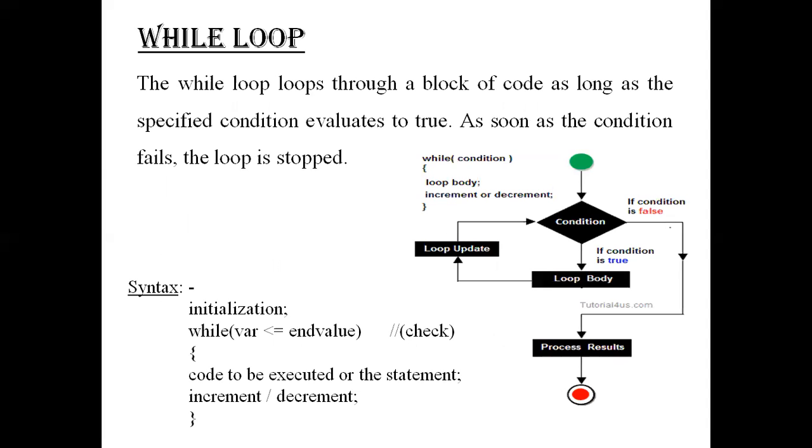So the while loop is a control flow statement that allows the code to be executed repeatedly based on a given Boolean condition. The while loop loops through a block of code as long as the condition evaluates to true. As soon as the condition fails, the loop is stopped. That is the theory of it. That is, when the condition becomes false, the loop terminates, and that's the end of its iteration cycle.